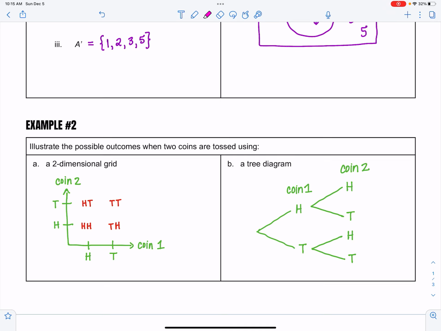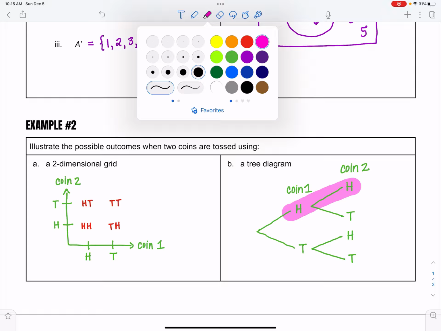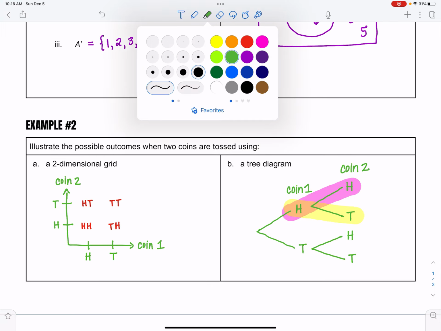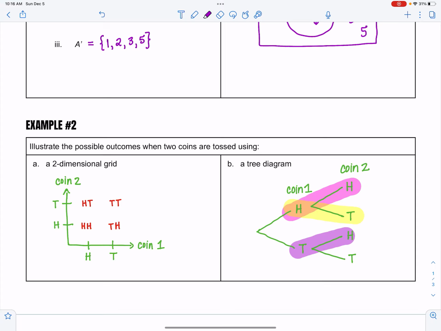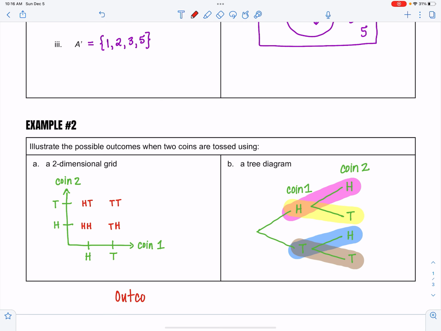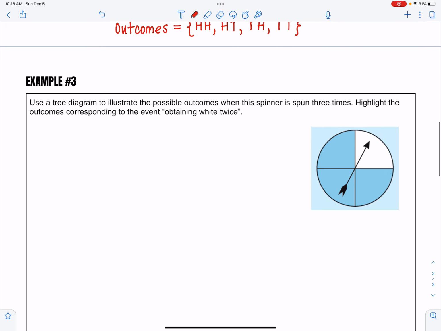So in a tree diagram, you can either get 2 heads, you could get a head and a tail, you can get a tail first, then a head, and let me use a different color, or you can do a tail and a tail. So basically, you have 4 outcomes here, and those 4 outcomes can be listed as a set. So 2 heads, a head and a tail, a tail and a head, and then 2 tails, if you would write it in set notation. All right, so now let's look at example 3.